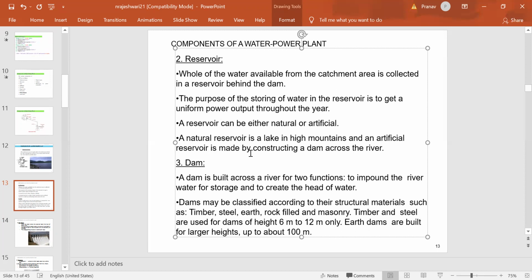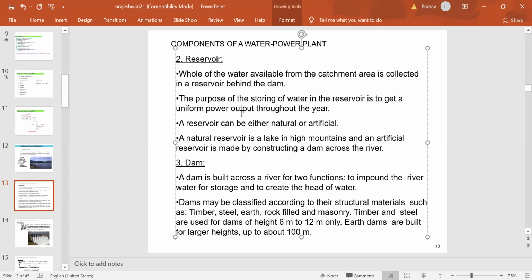A natural reservoir is a lake in high mountains, and an artificial reservoir is made by constructing a dam across the river. So the natural reservoir is a lake in high mountains, and the artificial one is constructed behind the dam or across the river. The main purpose of this reservoir is the storing of water, and also to get a uniform power output throughout the year.